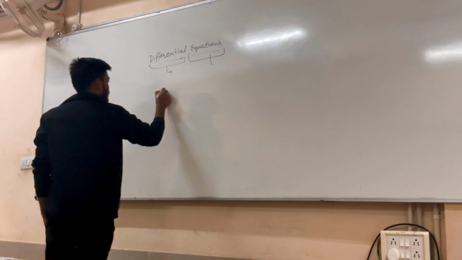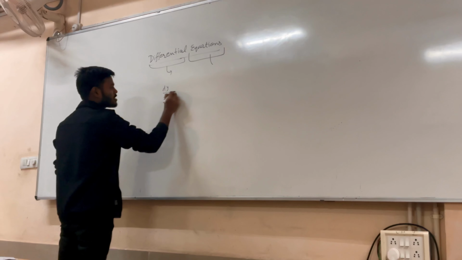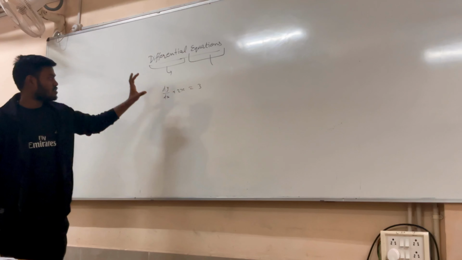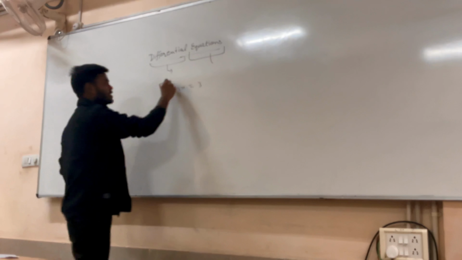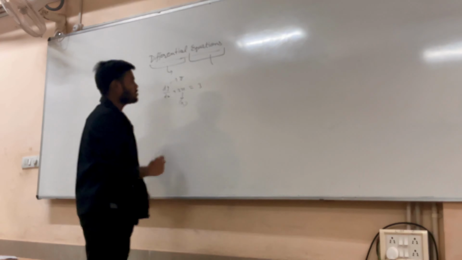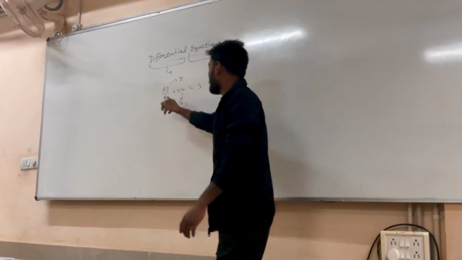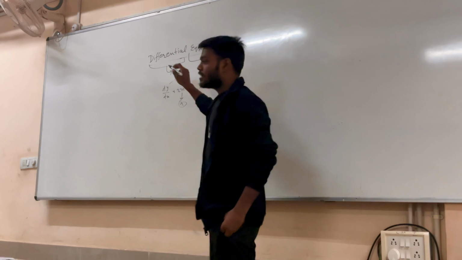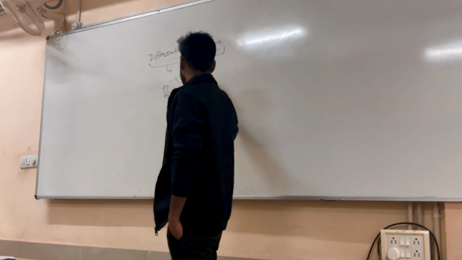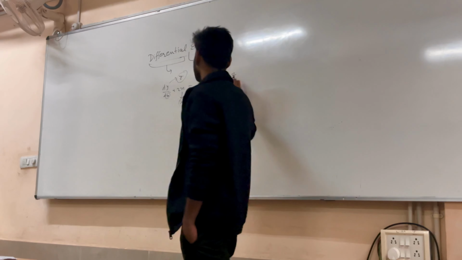Like dy upon dx plus 2x is equal to 3. This is a differential equation because in this equation the dependent variable is y and the independent variable is x. You can clearly see that the derivative term of the dependent variable with respect to the independent variable is involved in this equation. That implies this equation is known as a differential equation.